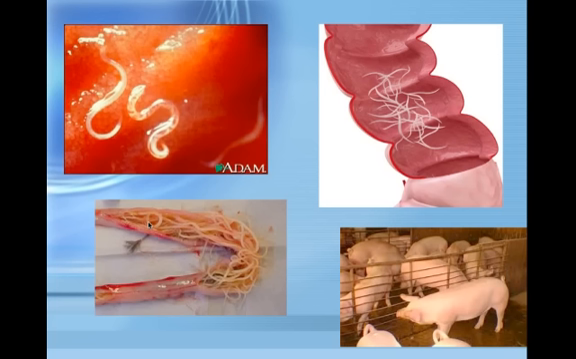Hookworms and pinworms are common parasites in people, and in fact the pinworm is the most common internal parasite in the United States. Puppy roundworms are also in this group, and Trichinella spiralis causes a parasitic infection called trichinosis, which can be from eating undercooked pork.